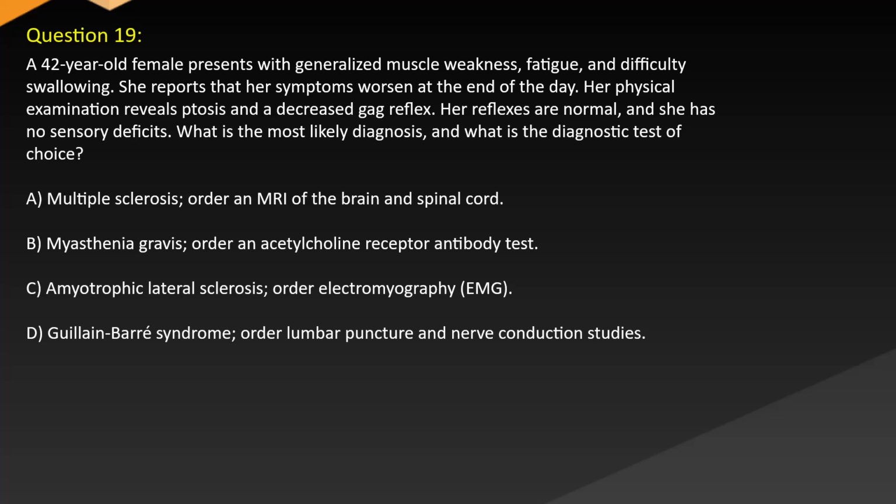A. Multiple sclerosis. Order an MRI of the brain and spinal cord. B. Myasthenia gravis. Order an acetylcholine receptor antibody test. C. Amyotrophic lateral sclerosis. Order electromyography. D. Guillain-Barré syndrome. Order lumbar puncture and nerve conduction studies.